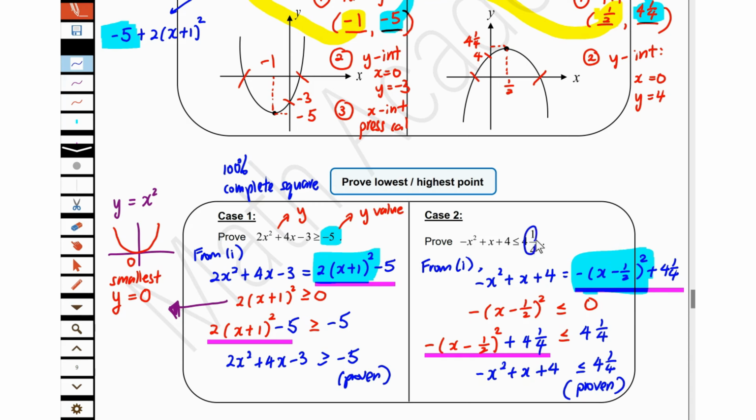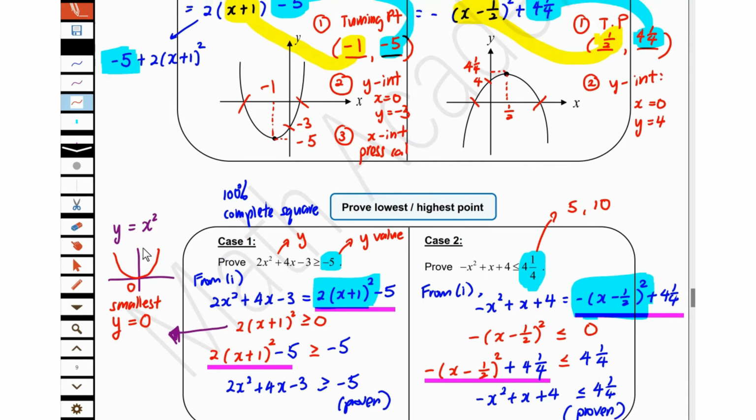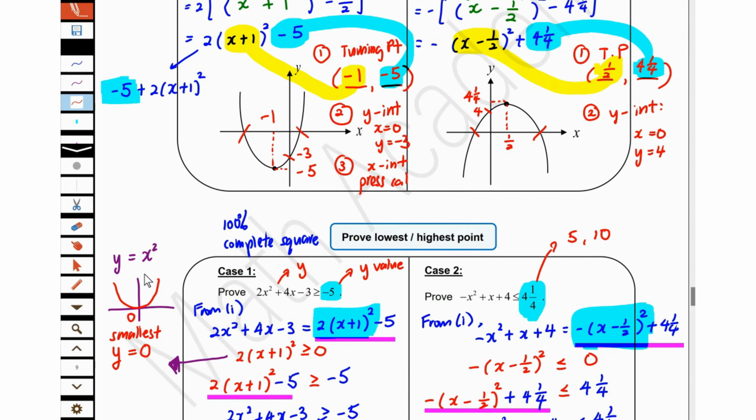Now the numbers need not be exactly 4.5. They can change the number to 5 or 10. As long as the number is bigger than 4 1/4, it will do. But generally, for standard questions, they should give you numbers that are the same as the constant of the completed square format.